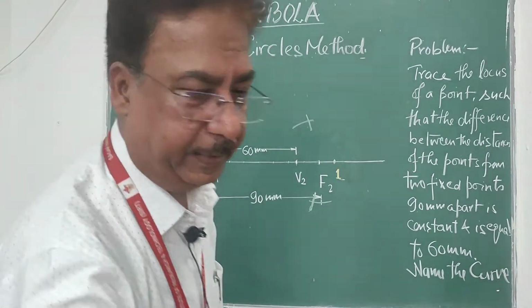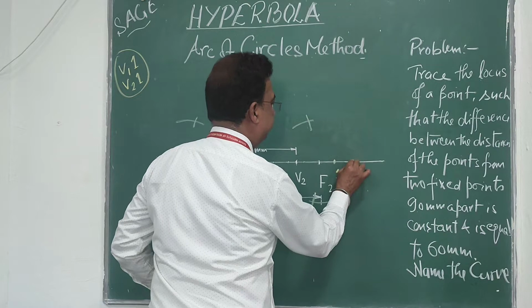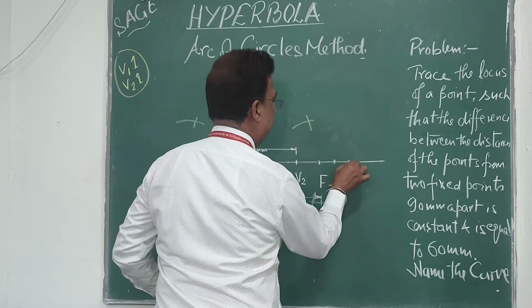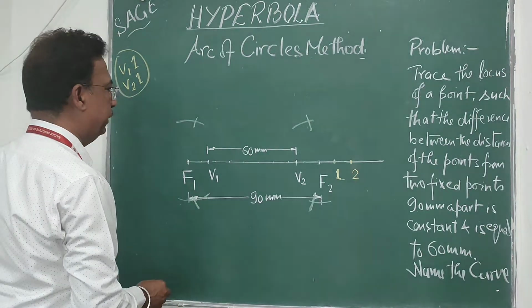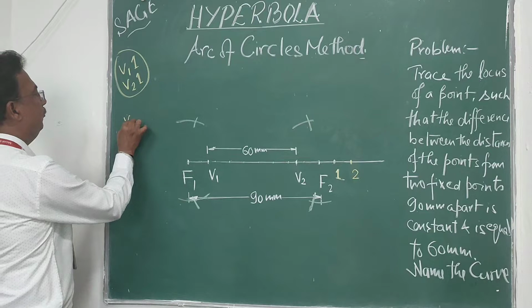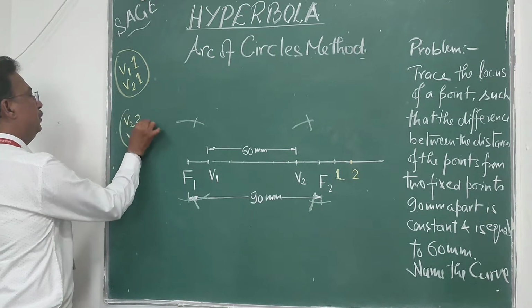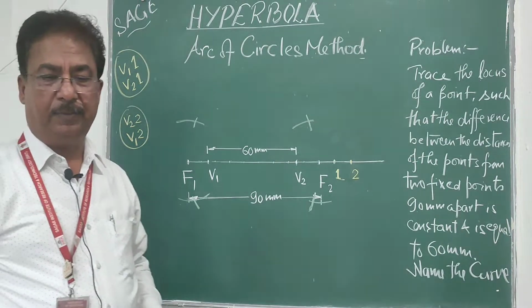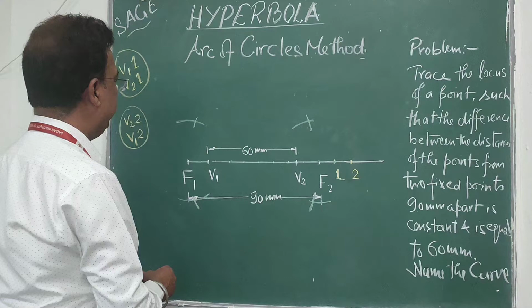Next, I will mark another point. Suppose point 2; the distance between 1 and 2 will again be 10 mm. This time I am going to use the two distances V2 2 and V1 2. Again, as you know, the difference of these two lengths will be V1 V2.